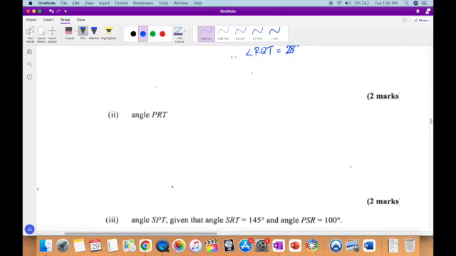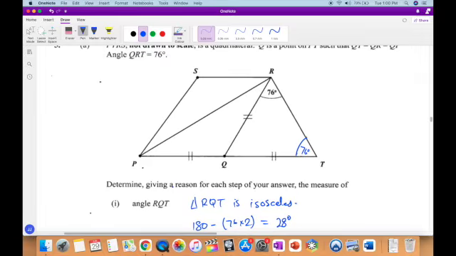Angle PRT. So that's PRT, that's this angle here. So I know that this is 28. So that means that this will have to be 180 minus 28, which is 152.